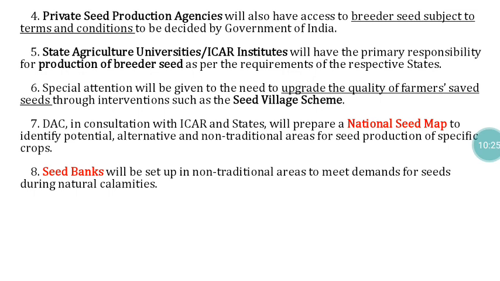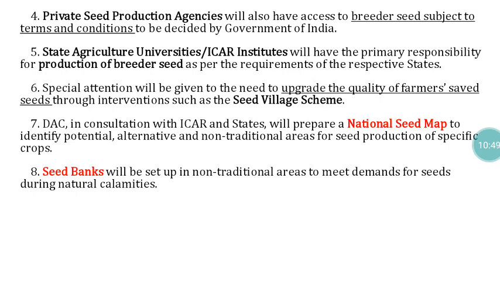Then private seed production agencies are also given access to the breeder seed, subject to terms and conditions laid down by the Government of India. So the private seed sector, seed companies, are also given permission to have access to breeder seed material like the public sector units, but they have to fulfill the terms and conditions laid down by the government of India.